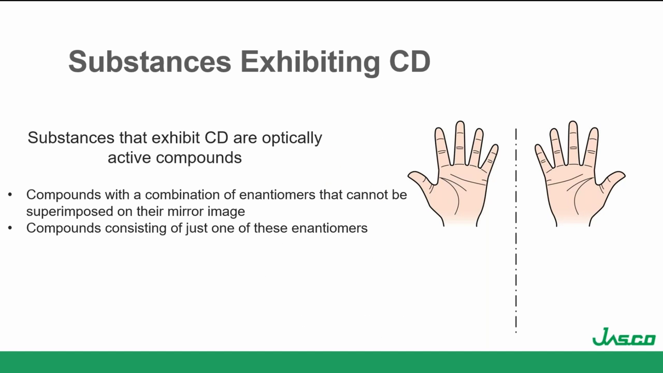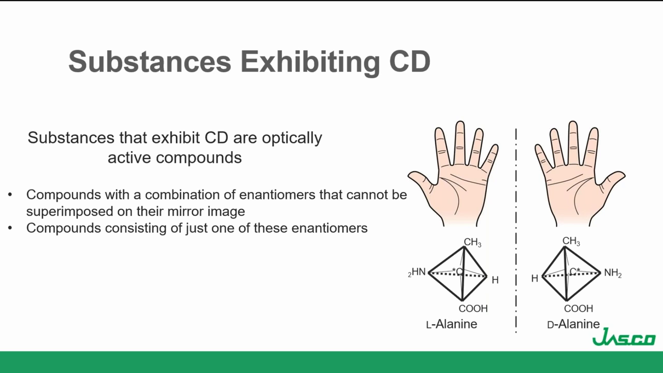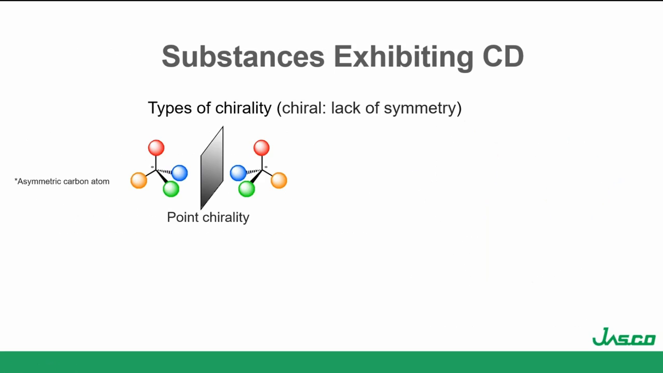So why this happens is because alanine is a substance that exhibits CD behavior. And these types of compounds are called optically active compounds. And they have enantiomers that cannot be superimposed on their mirror image, as in the case of human hands. So if we look at the molecular structure, L-alanine is a mirror image of D-alanine. As I mentioned before, they cannot be superimposed.